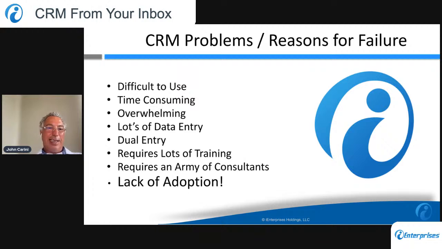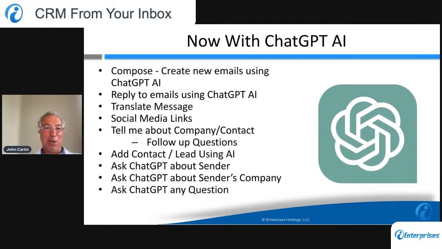So just to get into some CRM stuff before we get to the ChatGPT stuff, why do CRMs fail? I think the first one is actually maybe the complete story. They're really hard to use, right? And these other ones make sense too. Time consuming, overwhelming, lots of data entry, sometimes dual entry, requires an army of consultants to get it set up. And, at the end of the day, it ends in lack of adoption. I've been doing this for years, and I've seen this be consistent throughout those years.